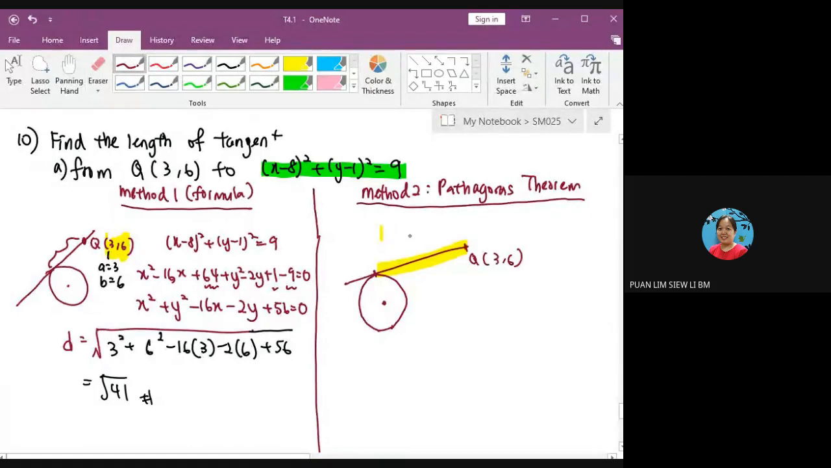This is the distance I want. By using Pythagoras theorem, I have to find out what is our radius and what is the length of this hypotenuse. So what's your h? From the equation of the circle, we can get the center is x equals 8, y equals 1, and then radius square is 9, which means radius is 3. So here is 3.